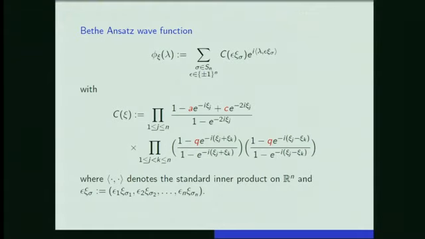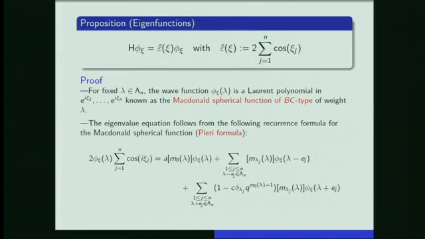And so why is it an eigenfunction? Well, the proposition is that this is an eigenfunction with this eigenvalue. If you look concretely at what that means, it means that this function should satisfy this relation. This is just the action of the n particle operator on that function. And so this is the eigenvalue equation. This proposition translates to this identity. And this is actually an identity for the Macdonald spherical function that you can squeeze out of the literature.